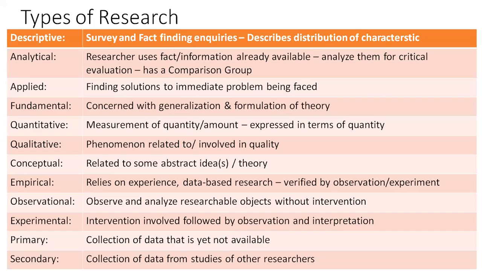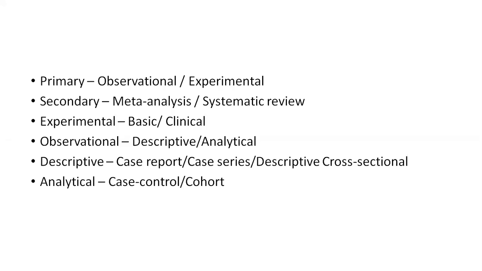So these are the various types of research that we were talking about: analytical, applied, fundamental, quantitative, qualitative, conceptual, empirical, observational, experimental, primary, and secondary. By far, we mostly do quantitative studies, and in this we either go for an observational study or an experimental study. This study could be a primary study, where we are looking for an observational or experimental study, or it could be a secondary study.